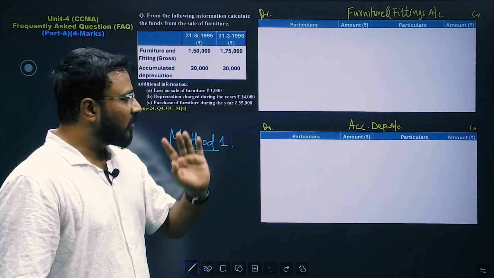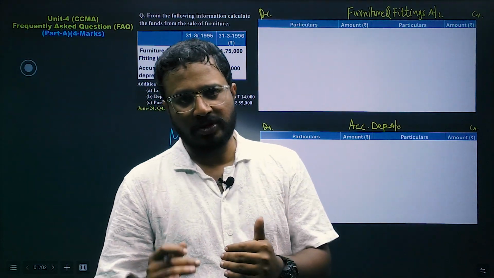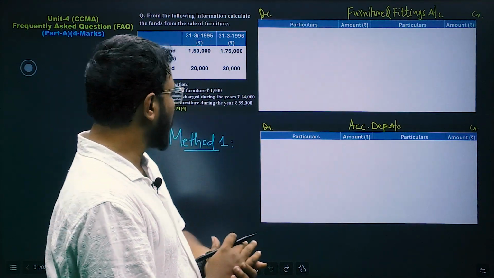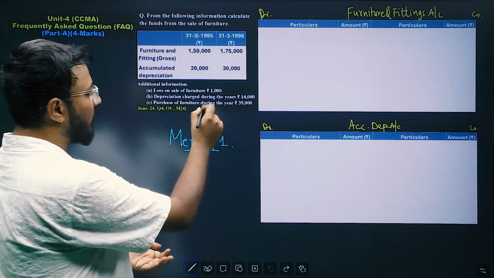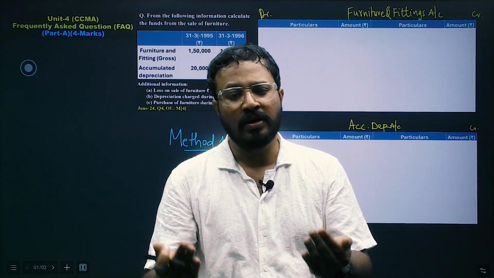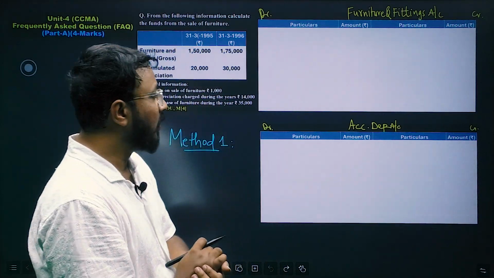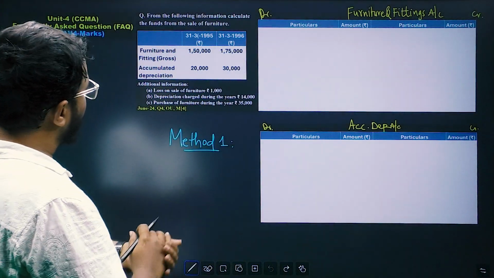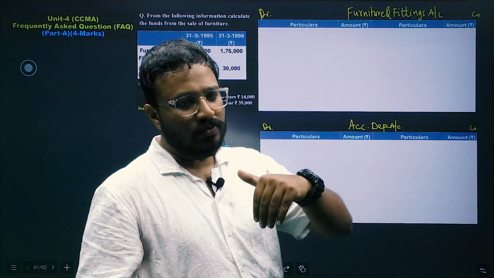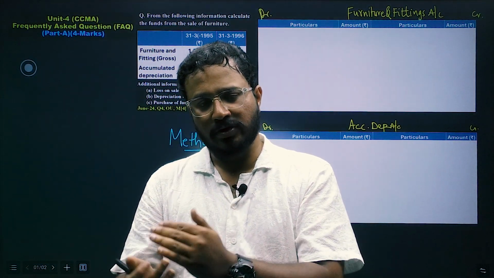Depreciation charged during the year is 14,000. Current year depreciation on the furniture is 14,000, right? And purchase of furniture during the year is 35,000. This year we bought new furniture worth 35,000, right? So our requirement is to calculate the sale proceeds from the furniture.